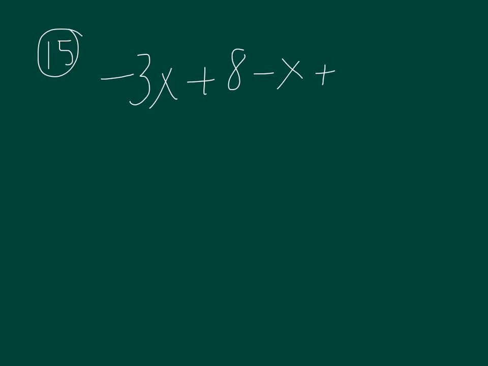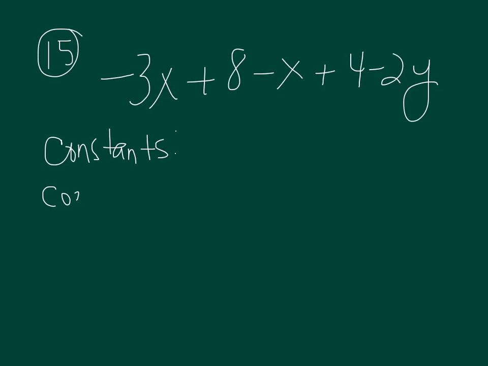And not least, the last one was 15. And you had this expression, negative 3x plus 8 minus x plus 4 minus 2y. Kind of nasty, but they wanted you to list the constants, the coefficients, and the monomials. And so this is kind of a vocabulary check, and it's using these words.